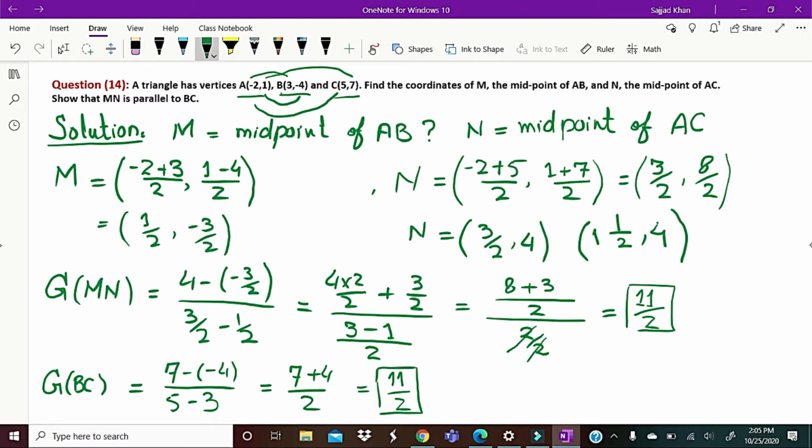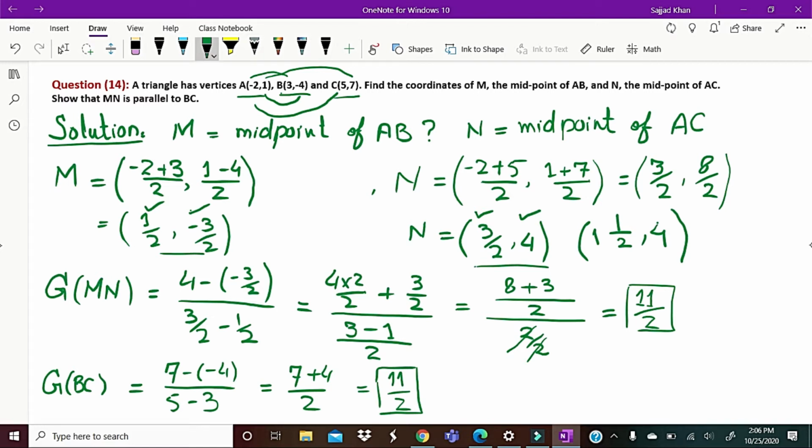Now the next thing is we need to find out the gradient of MN. So we have M, we have N, y2 minus y1 over x2 minus x1. So 4 minus minus 3 over 2, over 3 over 2 minus 1 over 2. For the LCM, we need to multiply by 2 to make the denominator the same. So multiply and divide by 2. We have 8 over 2 plus 3 over 2. The 2 is common, so add the numerators. Similarly, here 2 is in both, so we take 2 common, 3 minus 1. That gives us 11 by 2 on top and 1 below, so that becomes 11 by 2.